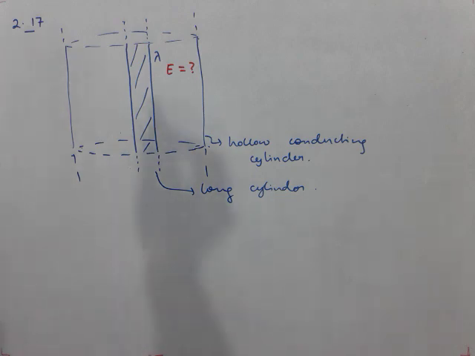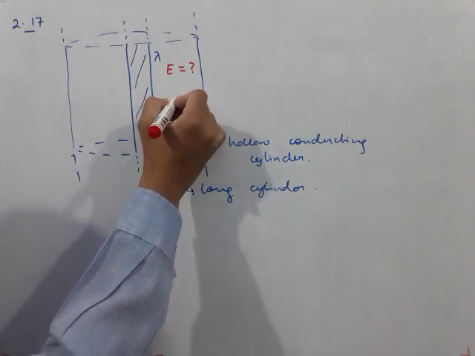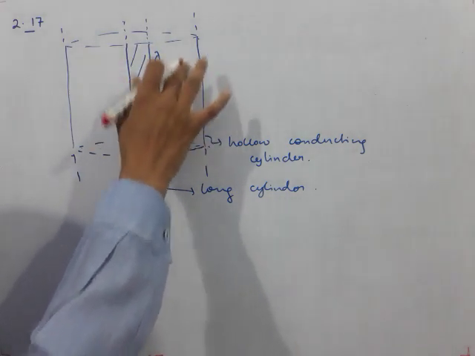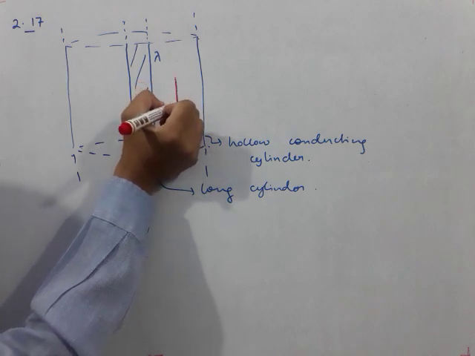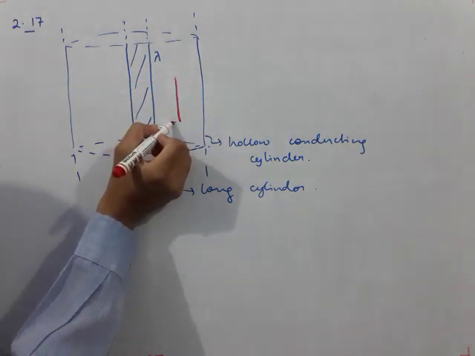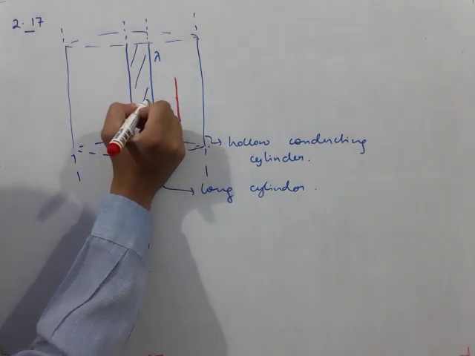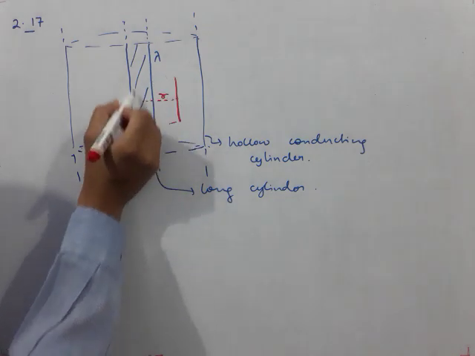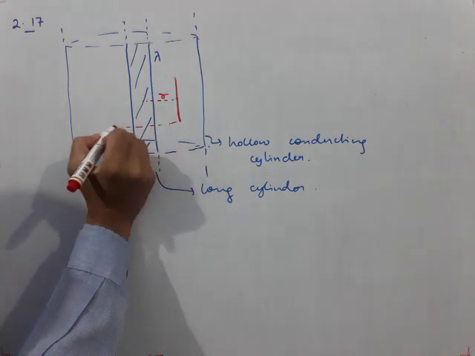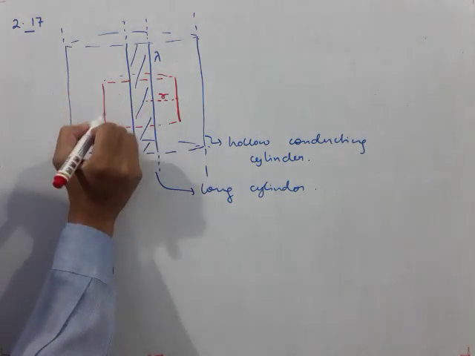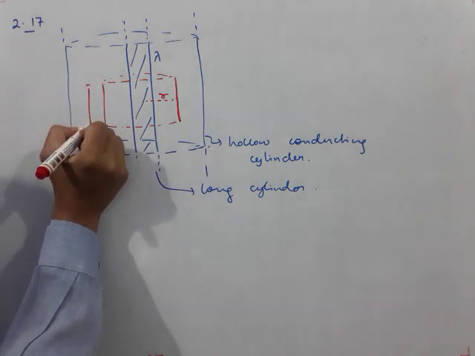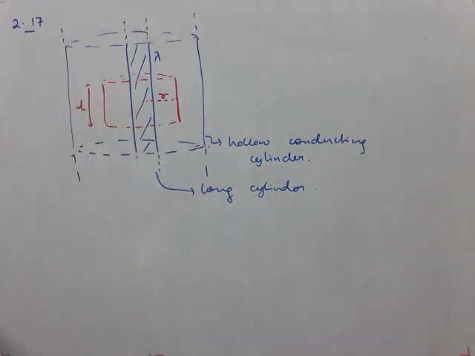So we'll use Gauss law. Suppose we have to find electric field at this point. So we'll construct a Gaussian surface in the form of a cylinder passing through that point. And suppose this point is at a distance small r from the axis. So this is our Gaussian surface, and its length we will assume as small l.